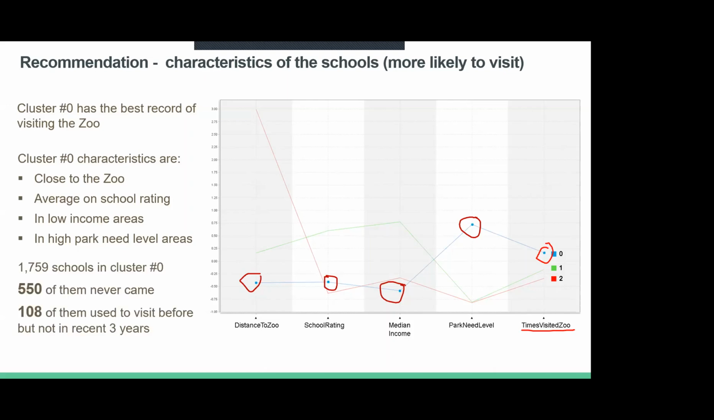Then in terms of the data, there are 1,759 schools in this cluster 0, and 550 of them never visit the zoo. Also, same as the previous method, there are 108 schools that visited more than 3 times before but stopped visiting in the recent 3 years. So these can be another target for our client to look at.